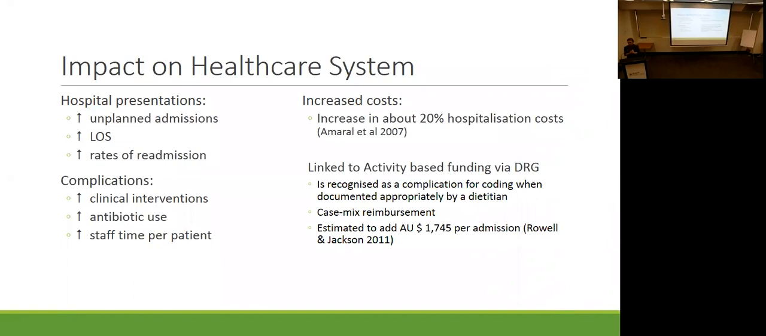And this is directly linked to activity-based funding. So a diagnosis of malnutrition, when it's correctly documented in the medical notes by a dietitian, is something that the coders look for and pick up and actually provide reimbursement for. It's estimated that it's close to $2,000 per admission for someone that's malnourished in terms of extra costs for the hospital.